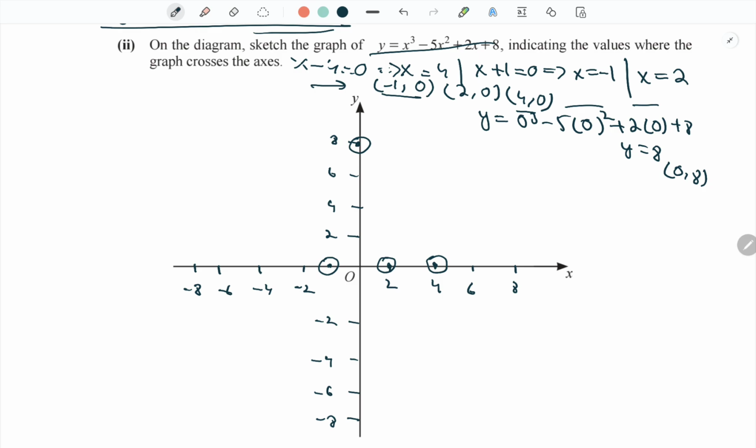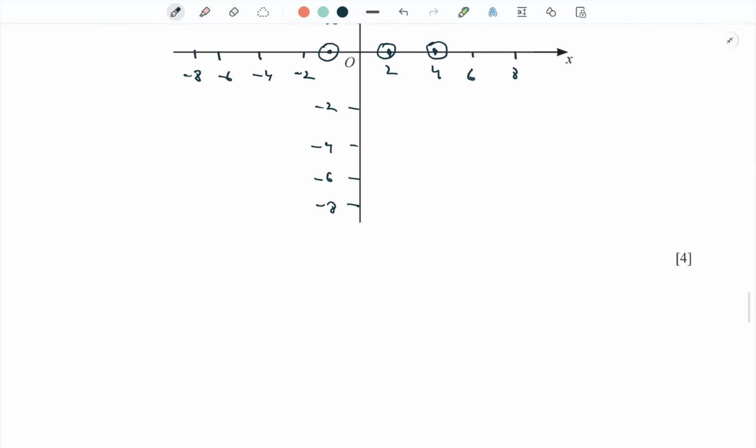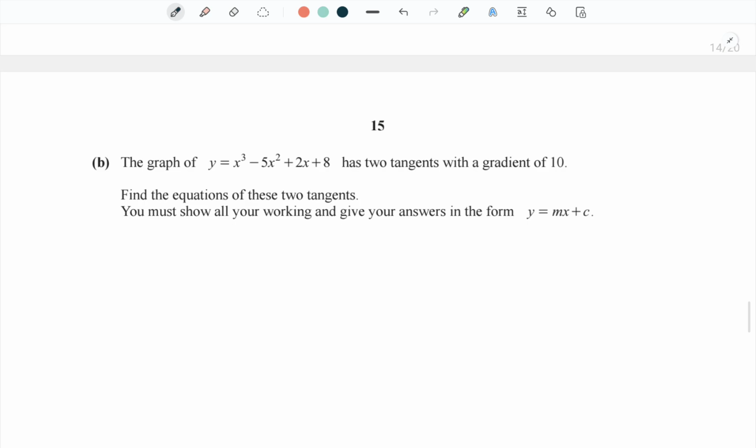Right? So you see that this point, this graph looks like that, or you can also modify this graph as well. So now we're moving forward to the next question. We have part B. The graph of this equation has two tangents with gradient of 10. Find the equation of these two tangents. You must show all your working and give the answer in this form.